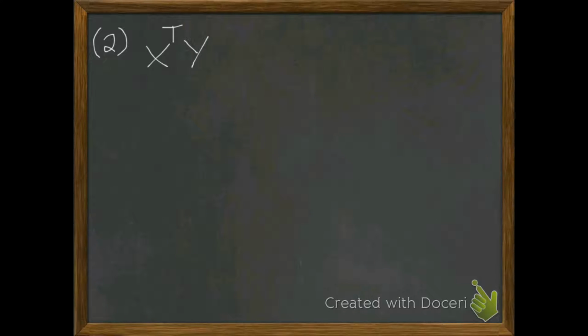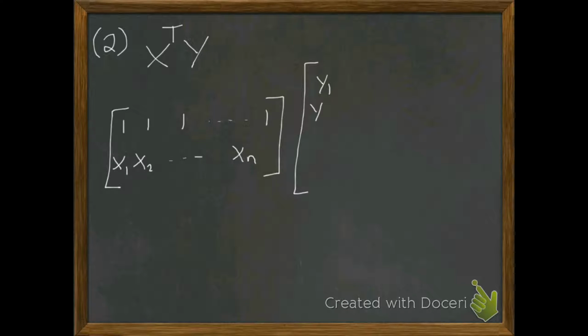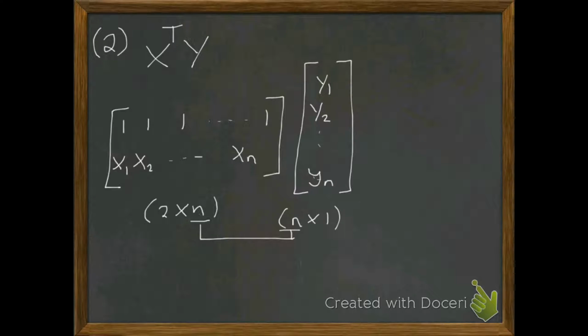So it should be no surprise to anybody that x transpose is going to look like this. And our y vector is going to be a column vector that looks like this. So, boys and girls, we're going to have a 2 by n, and we have an n by 1. So our product matrix is going to be a 2 by 1. So we're going to have two rows and one column.